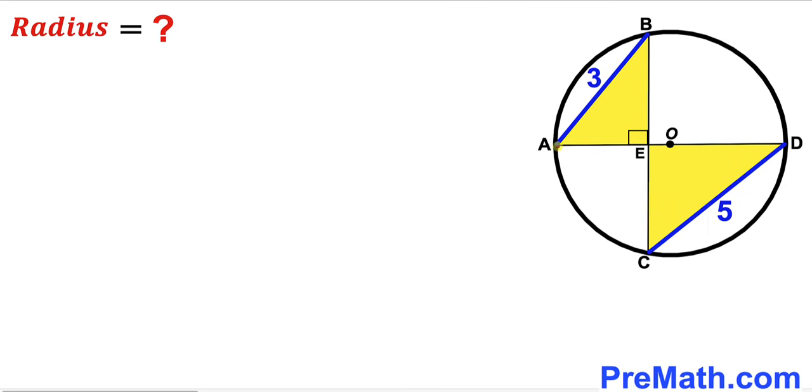We can see that this AD is the diameter of this circle with center O. So now our task is to calculate the length of this diameter AD. We know that the diameter is always equal to 2 times the radius, lowercase r. Now let's focus on both of these yellow right triangles.